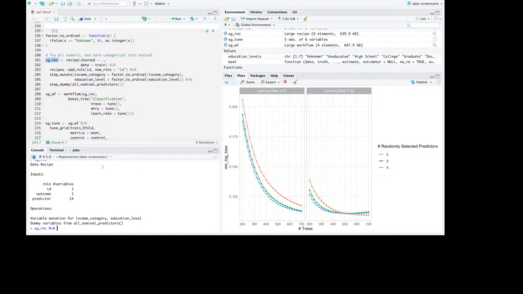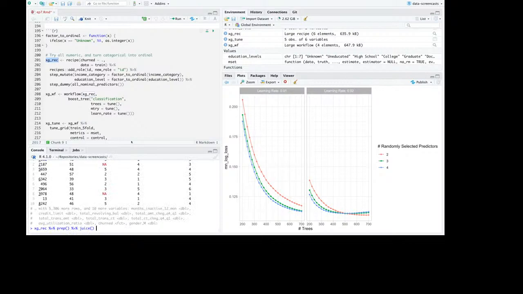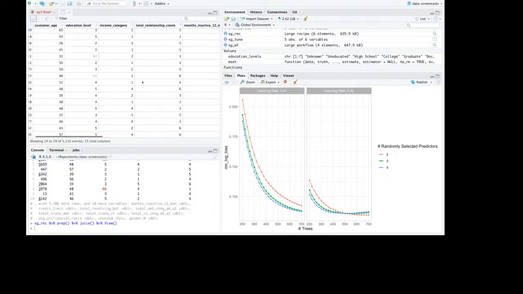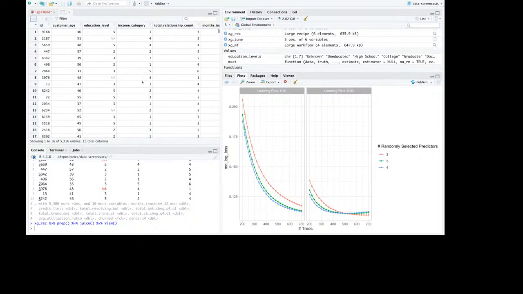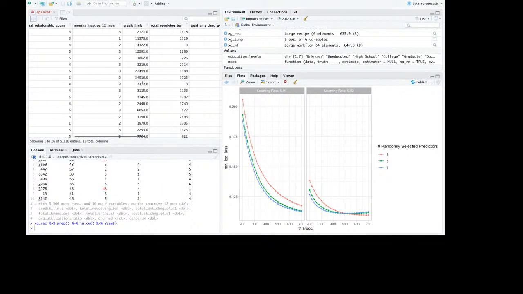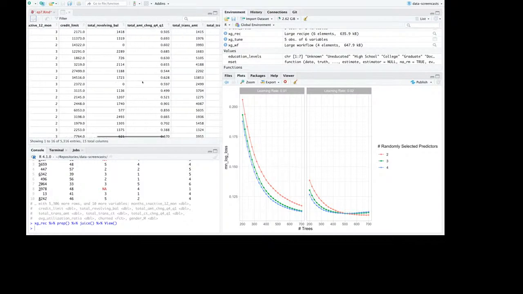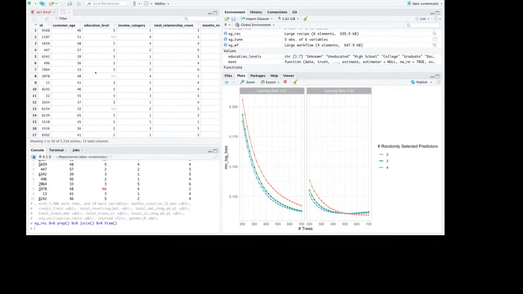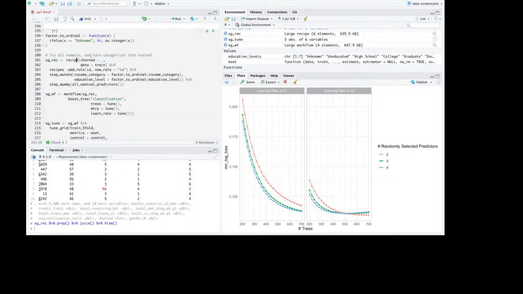Extract, prep, juice. Let me, hey look, I have some missing data. And I like that. That missing data makes me feel good because I've got numbers there. And correlation count. Yeah, see, everything's numeric now except for churned and male, female. Okay, so everything is numeric. And then I do need one extra step where I say step impute mean all numeric predictors.